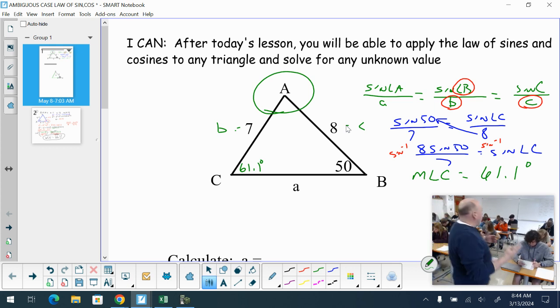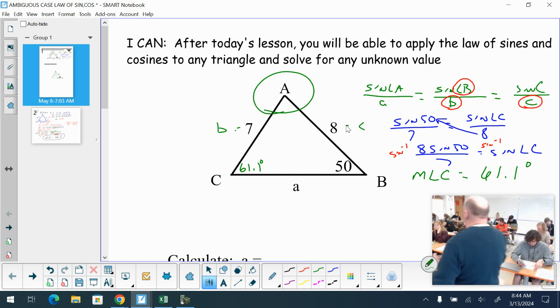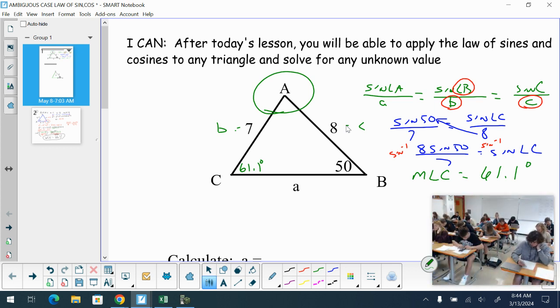we can add all of our angles together to get 180 degrees. If I have 50 degrees for angle B, 61.1 degrees for angle C, what does that leave for angle A? Sophia, what do you get for angle A? 68 point what? 36 degrees. And if you go 68.4, that is fine. Which now, I know 3 angles, I know sides here, I now know what angle A is.